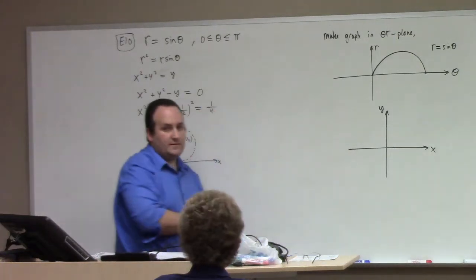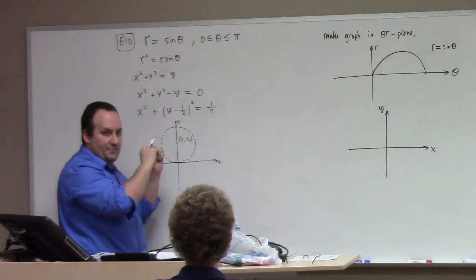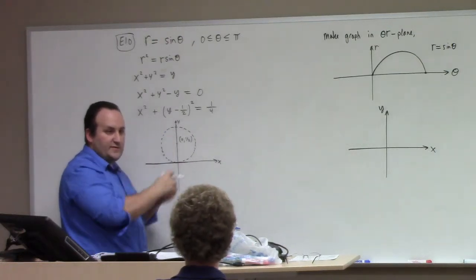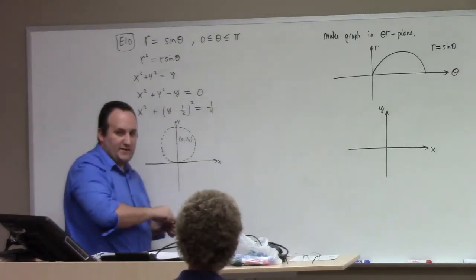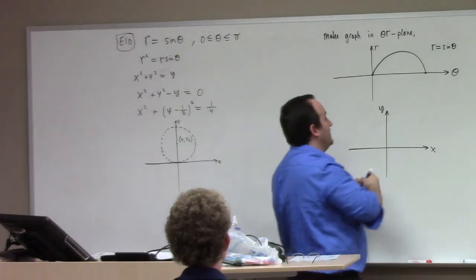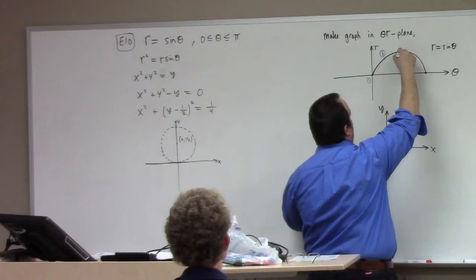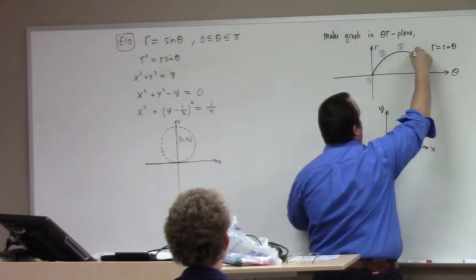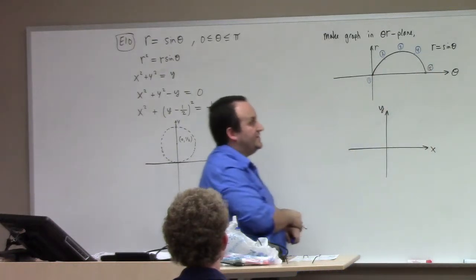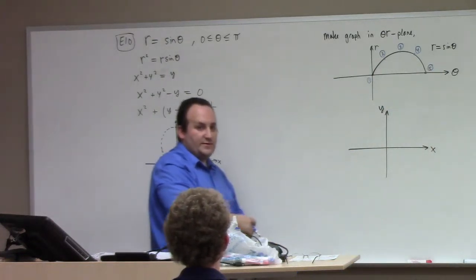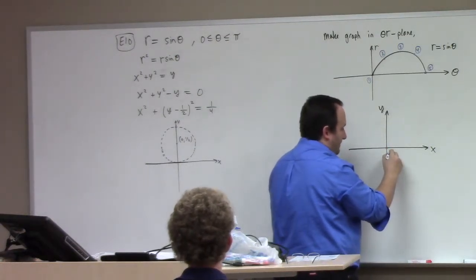And the way I do it is I pick points on my polar graph, and I translate those into what they mean on the Cartesian graph. So let's just pick some points. Let's give them labels. Let's track them. Point 1, point 2, 3, 4, and finally 5. Point 1 has theta equals 0 and r equals 0. That is the origin down here, right?